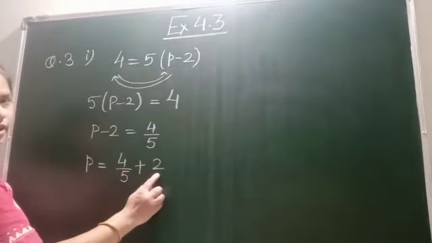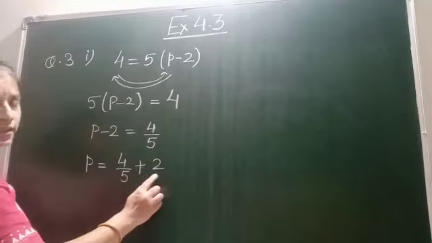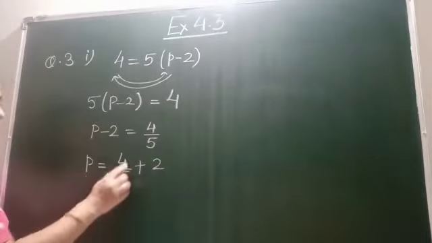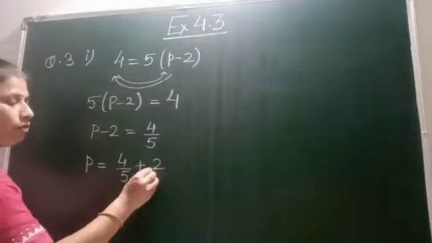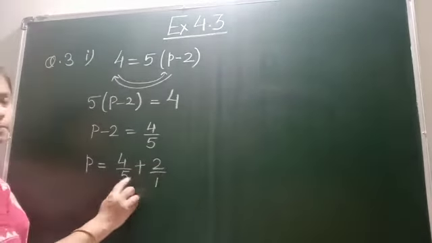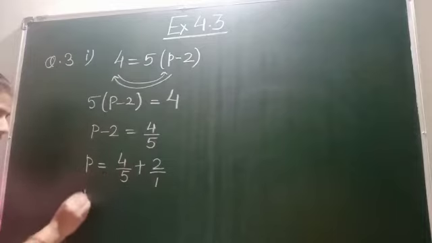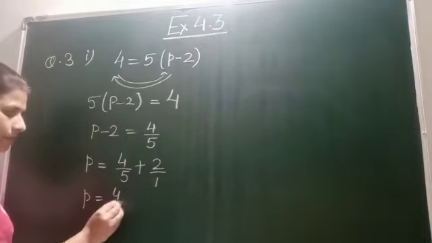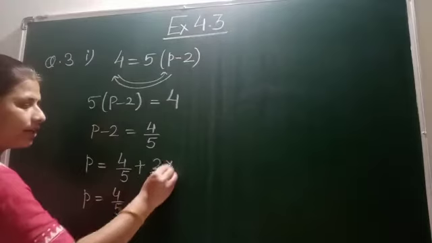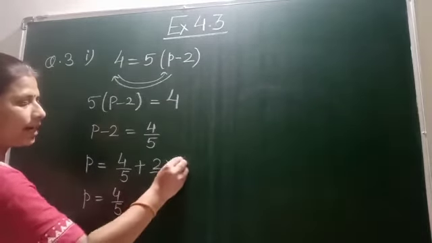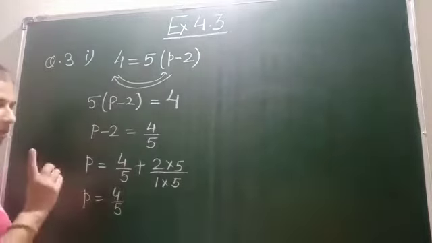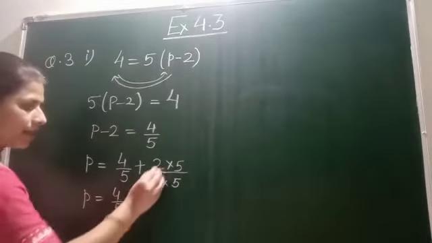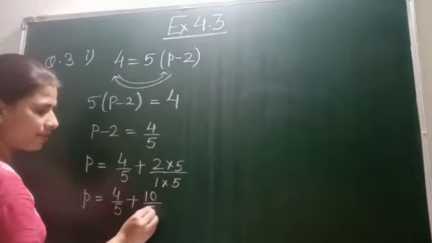Now we will simplify this. For simplifying this, as you can see, this is in the form of a fraction and this is your whole number. So first we will make their denominator same. For that, what we will do? We will multiply numerator and denominator by 5 for making the denominator same, and then we will get 5 2s are 10 upon 5 1s are 5.